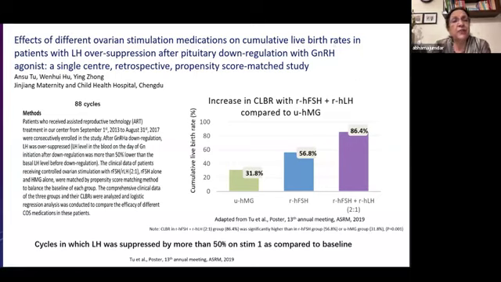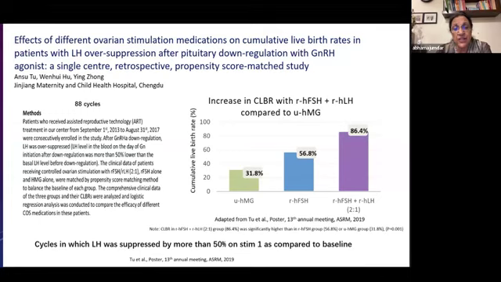Now, what is the effect of different ovarian stimulation medications on cumulative live birth in patients with LH oversuppression after pituitary downregulation with GnRH agonist? This is a single center retrospective study, a propensity score match study, presented as a poster at ASRM 2019. Later on, it was published as a paper. You see an increase in cumulative live birth with recombinant human FSH and recombinant human LH compared to urinary HMG. This is urinary HMG, only FSH, FSH plus LH. So the cumulative live birth goes on increasing when we add recombinant LH in the ratio of 2:1.